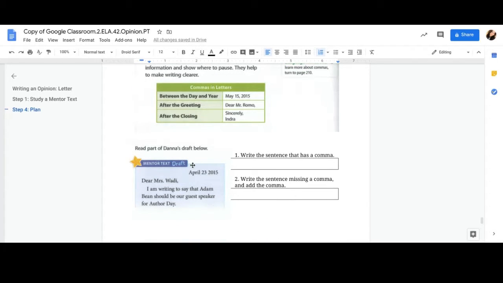So, first things first, read the part of Dina's draft below. Dear Mrs. Waldy, I am writing to say that Adam Bean should be our guest speaker for Author Day. Write the sentence that has a comma. Let's see here. I'm going to look for my comma. There it is. So pause the video and type. What sentence has a comma?